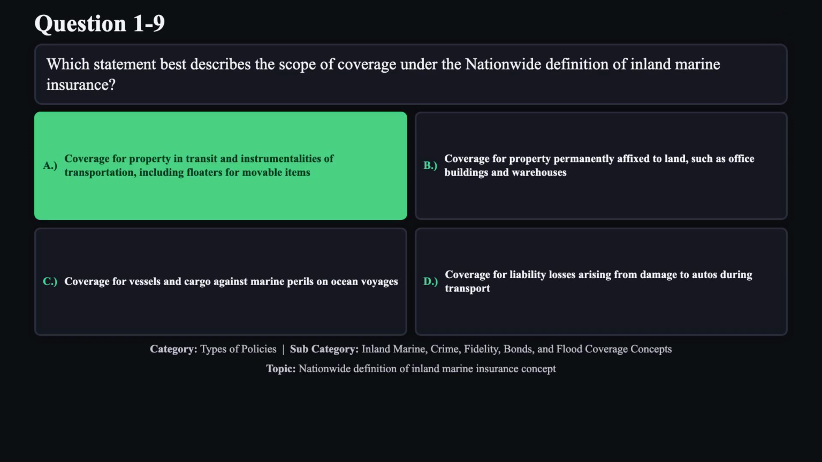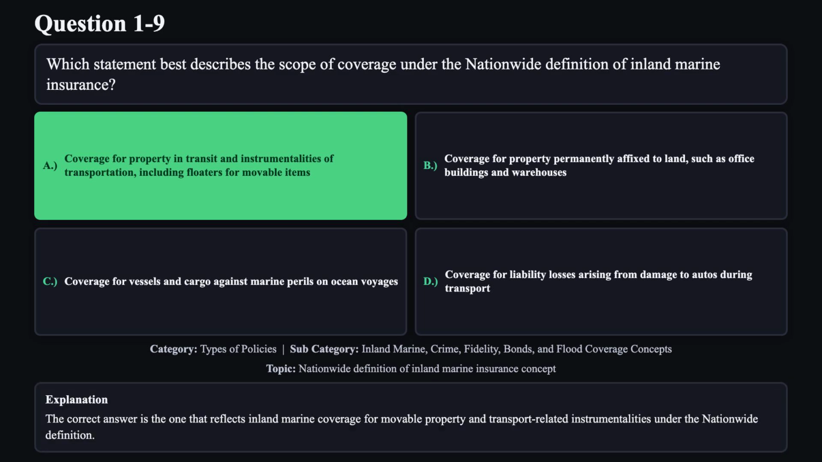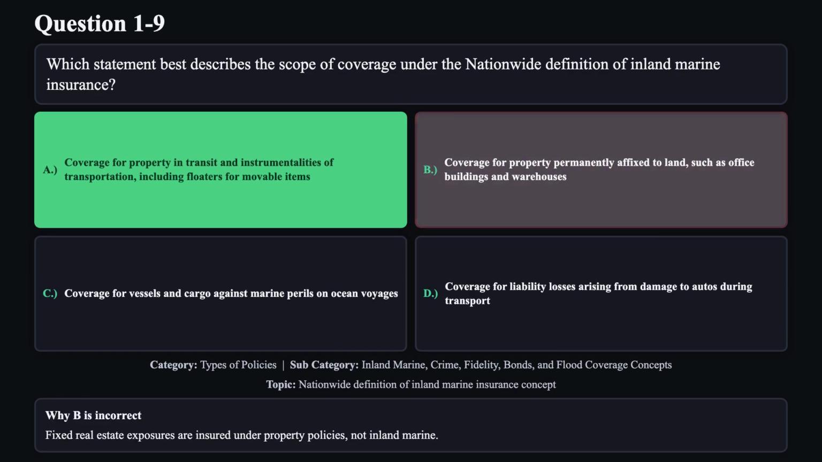The correct answer is A. The correct answer is the one that reflects inland marine coverage for movable property and transport-related instrumentalities under the nationwide definition. Reason B is not correct. Fixed real estate exposures are insured under property policies, not inland marine.